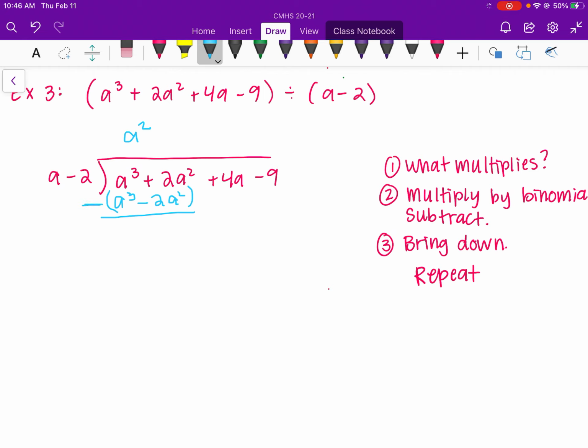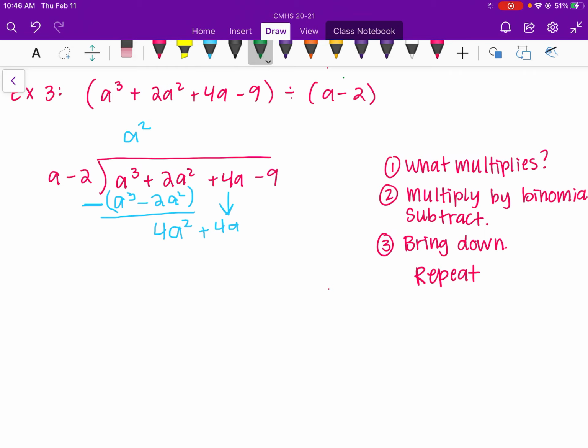Parentheses, and we subtract. a cubed minus a cubed is 0. 2a squared minus negative 2a squared is adding, so we're adding those together: 4a squared. Two negatives make a positive. Then the next step is we bring down the 4a. I'm using the steps over to the right here: what multiplies, then multiply and subtract, bring it down, and repeat.